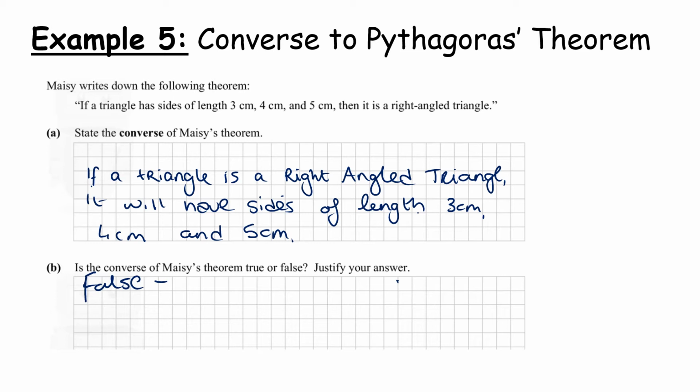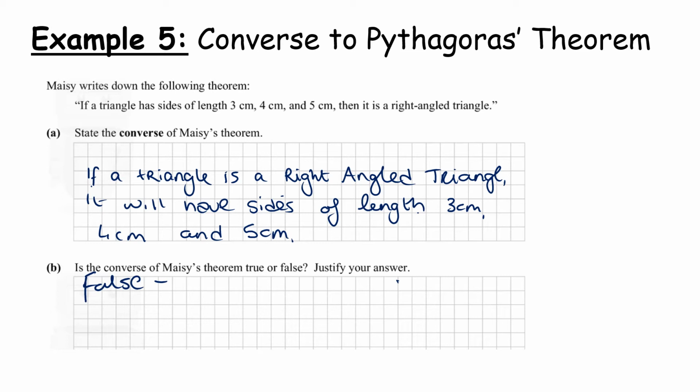Leo's. No, you don't have to be. Just because you're a female student doesn't mean you have to go to St. Leo's College. So just because it works one way doesn't mean it will work the other way. In some cases it does, and Pythagoras' theorem does work both ways, but in the case of Maisie's theorem here, it won't. So is it true or false?